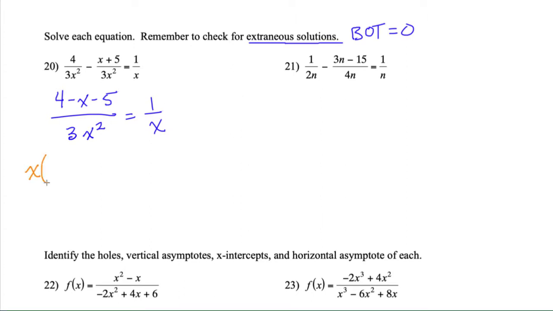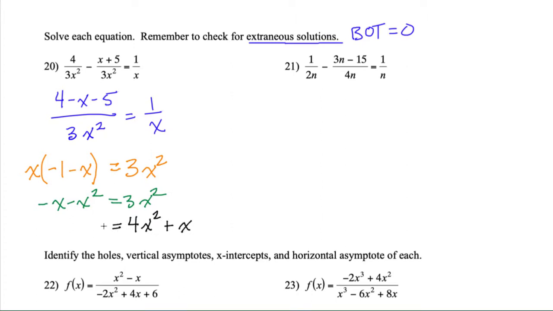So I have x times 4 minus 5 is negative 1. Negative 1 minus x is equal to 3x squared. That comes from cross multiplying, and then I'm going to distribute. That's going to be negative x minus x squared is equal to 3x squared. And then from there, I'm going to add x squared, and then add x. I'm going to add everything on this side to this side, so it's going to be 4x squared plus x is now equal to 0.